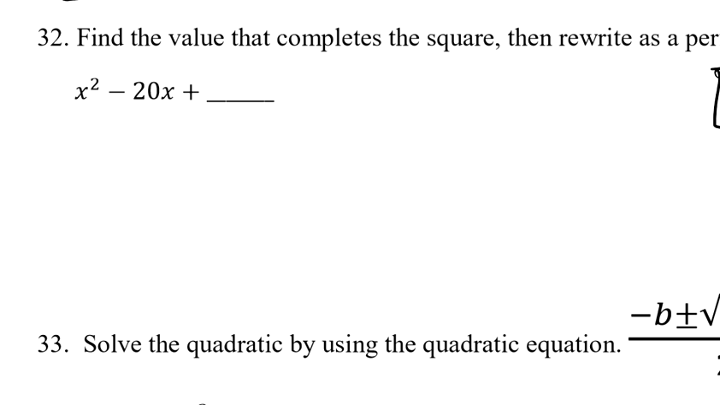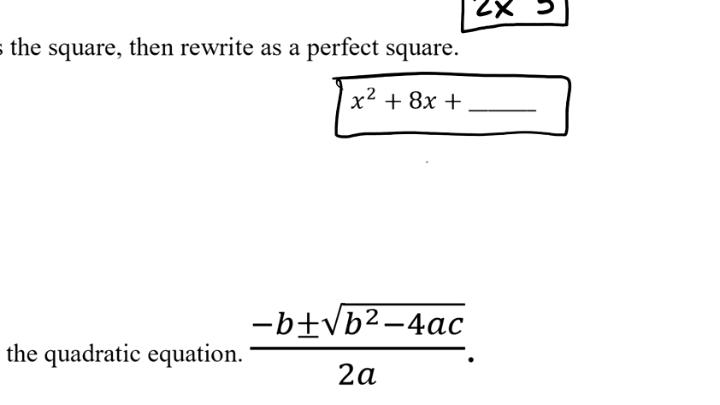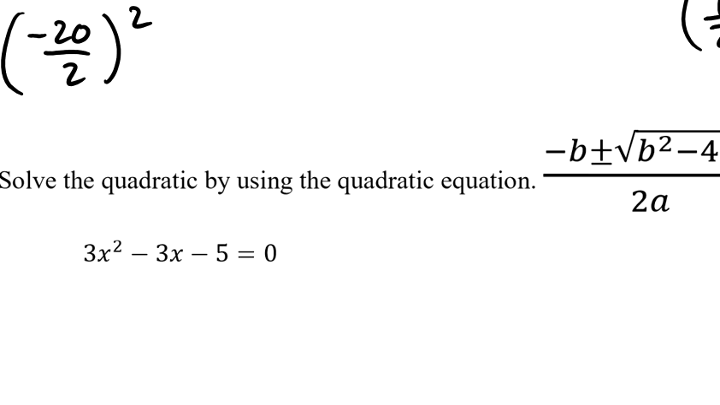So using all that, to complete this square, we're going to take half of negative 20, and we're going to square that. That ends up being negative 10, and negative 10 to the second power is 100. Over here to square this, again, we're taking half of our 8, and half of 8 is 4. 4 squared is 16. So that makes these both perfect square trinomials.